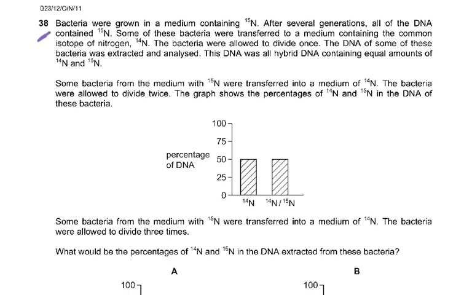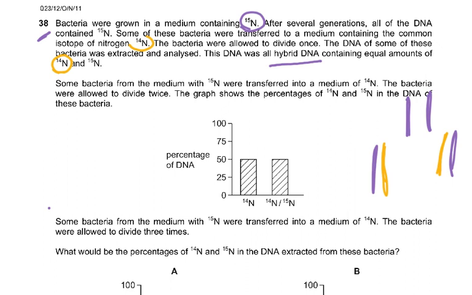Question 38. Bacteria were grown in a medium containing N14 and N15. After several generations of all the DNA containing N15, some were transferred to a medium containing N14. Bacteria are allowed to divide once. The DNA of some of these bacteria was extracted and analyzed. The DNA was all hybrid DNA. So originally this, then we have, so original N15 is this, and then we have N14 was this.